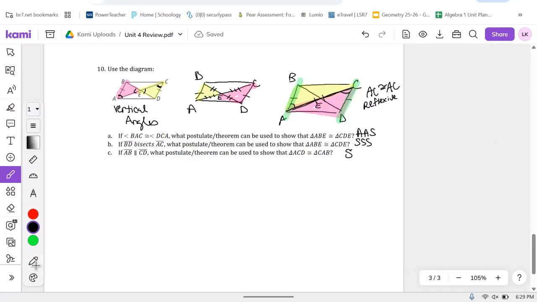So side, angle, side. Make sure you bring any questions you have.